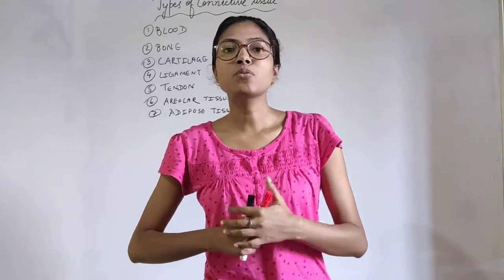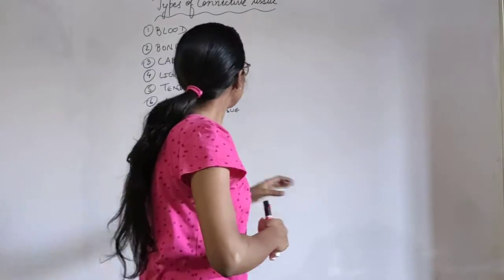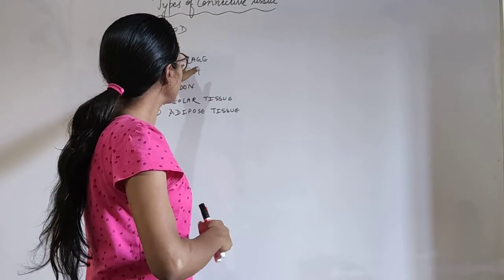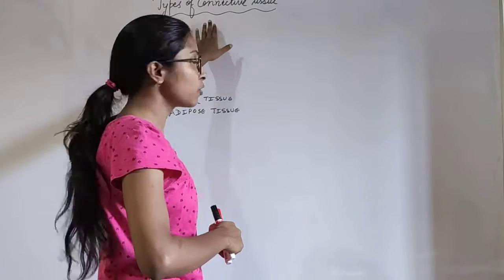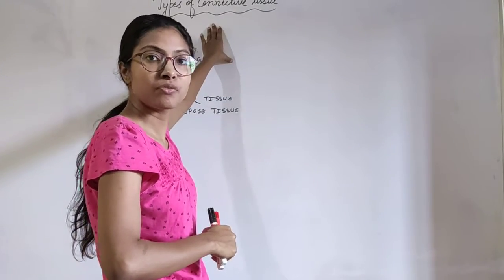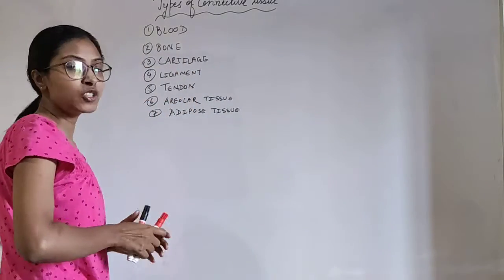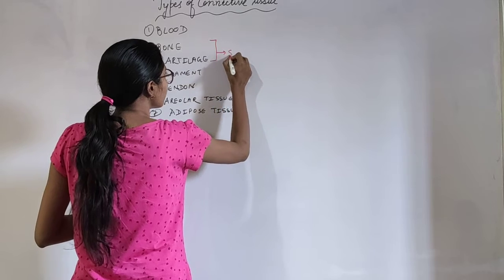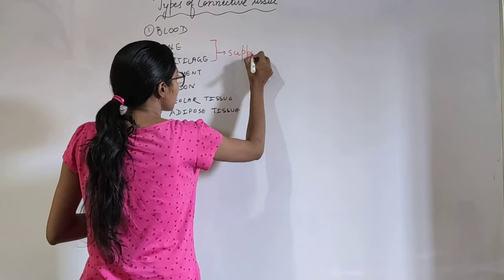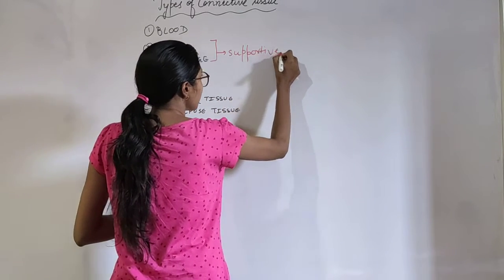Now there are various types of connective tissue. So the first type is blood. Second is bone and cartilage. While blood is the fluid connective tissue, it is present in the form of fluid. Then bone and cartilage support the body, so they are known as supportive tissue.